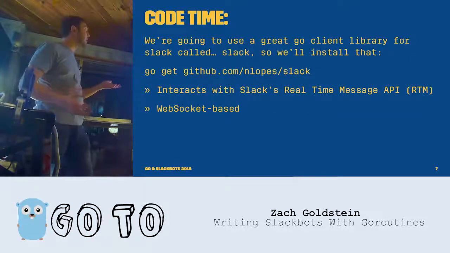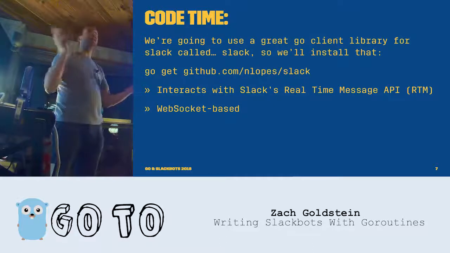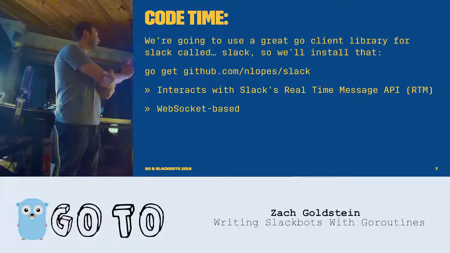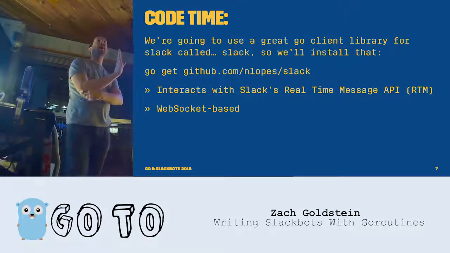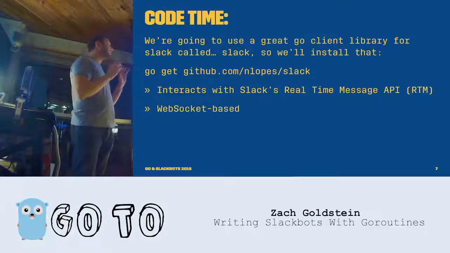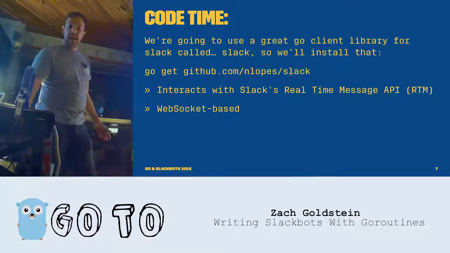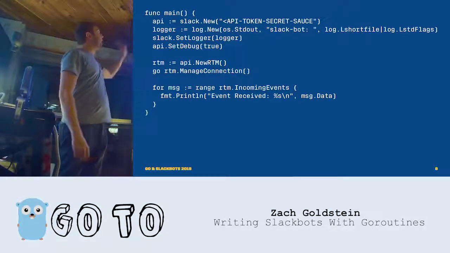So you have your API token, and now we'll jump into some code here. I'm leaning super heavily on a library called Slack, pretty predictably, right? And yeah, so we grabbed that. Slack's got a WebSocket-based API. They call it RTM. It's their real-time message API. So this library works with that, and it helps you set up that system really, really easily. So this is what that looks like at a high level.